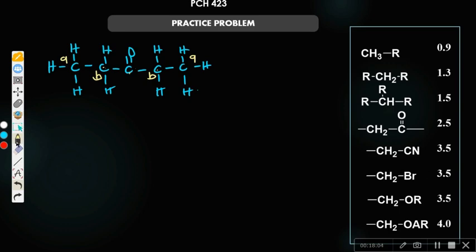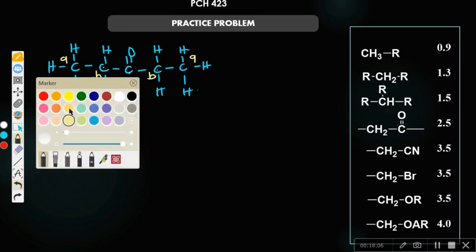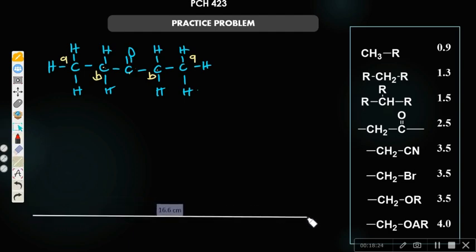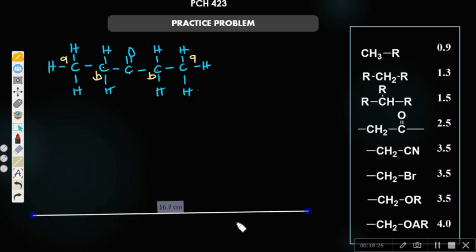Now, how do you know if they are in the same chemical environment? You discover that if you draw a line through this center here, you agree with me that what you have here is also what you have here, right? So these two things are in the same chemical environment. These two things are in the same chemical environment. Is that okay?